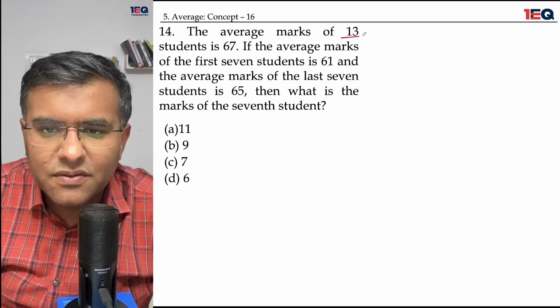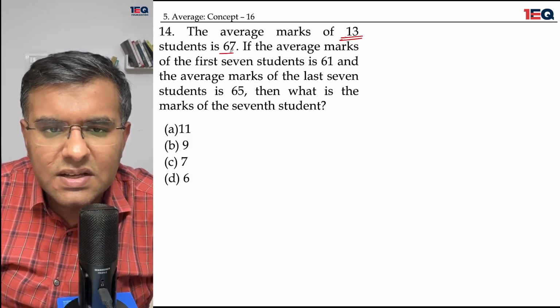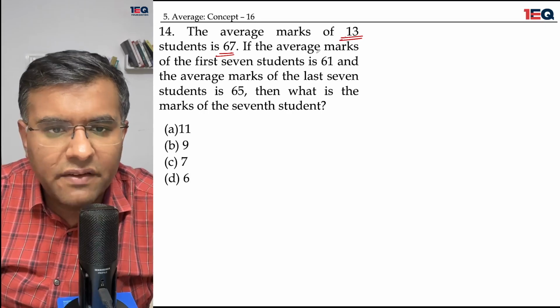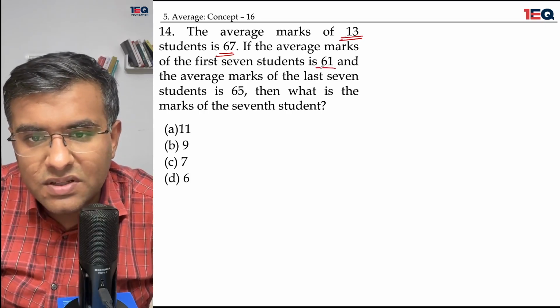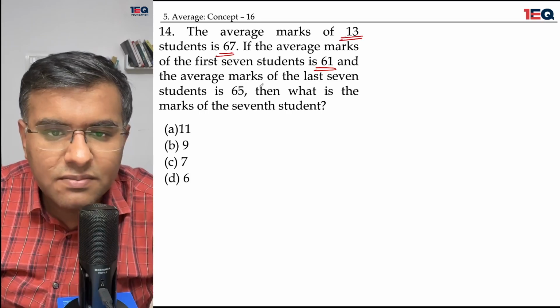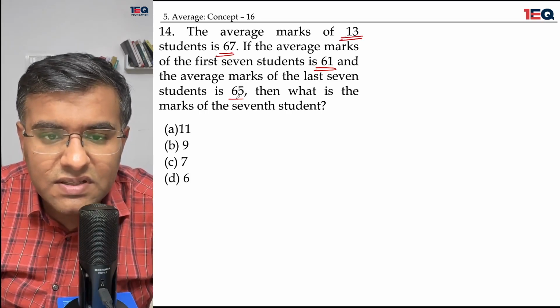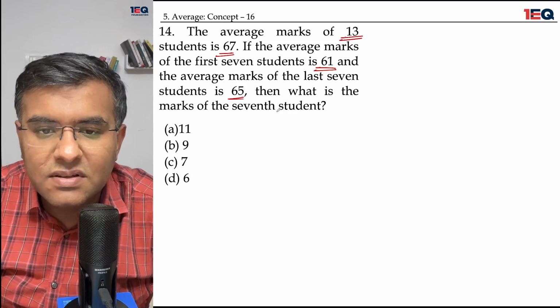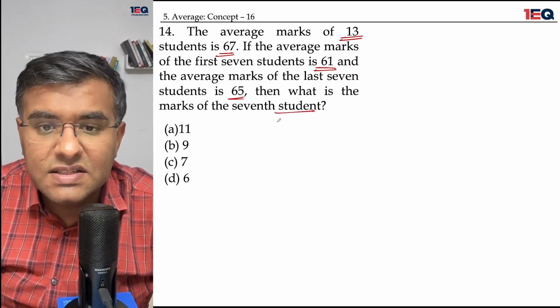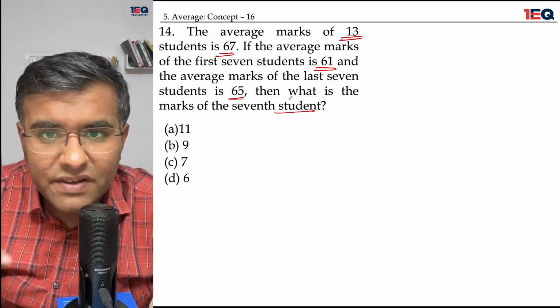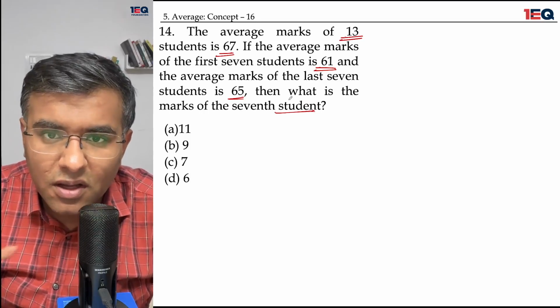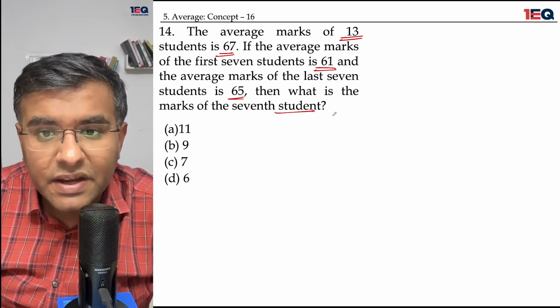The average marks of 13 students is 67. If the average marks of the first 7 students is 61 and the average marks of the last 7 students is 65, then what is the mark of the 7th student? Okay, the 7th student is being repeated in both the times, so that is why it has been asked.